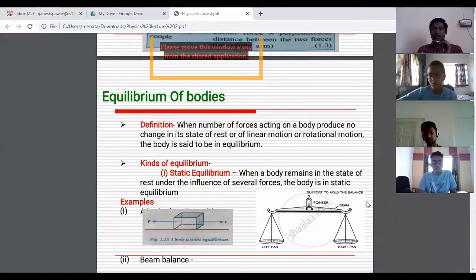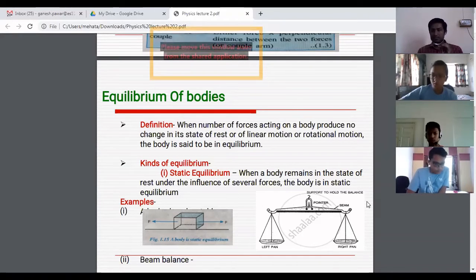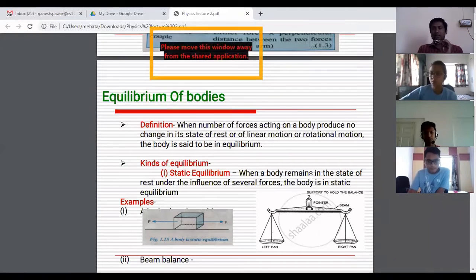Whenever I say that the body is in equilibrium, the first meaning that comes in your head is that the body is in a stable state. The body is in a relaxed state. Clear? Now, what is this concept? Equilibrium of bodies.